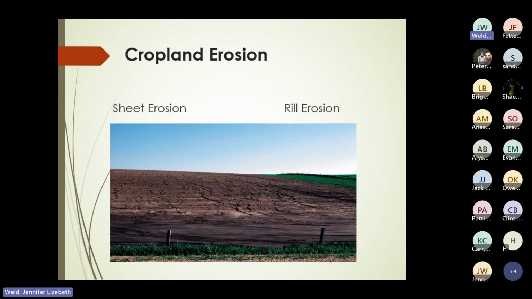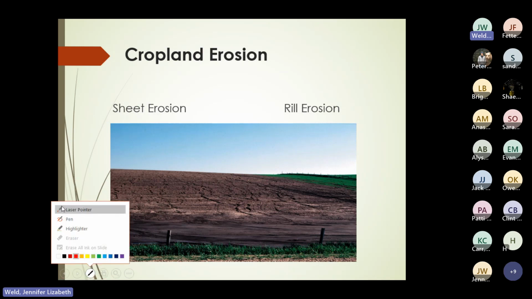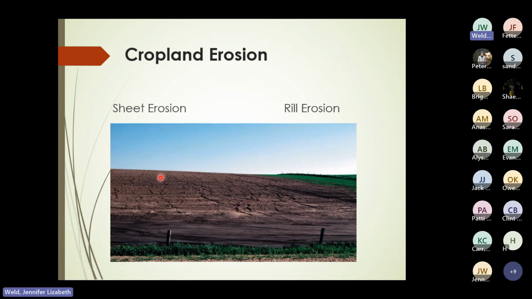Sheet and rill erosion, you can see in the image. I'm going to try and turn on my pointer here. You can see the image here as you look down the slope. There is some evidence of rills, and rills are areas of concentrated flow that have started to develop into a gully, but it's a very shallow gully, and it can be addressed with tillage. I don't want to say eliminated, but it can be mitigated and managed through tillage.